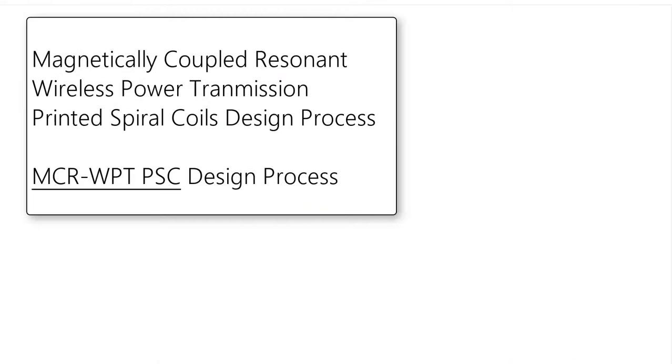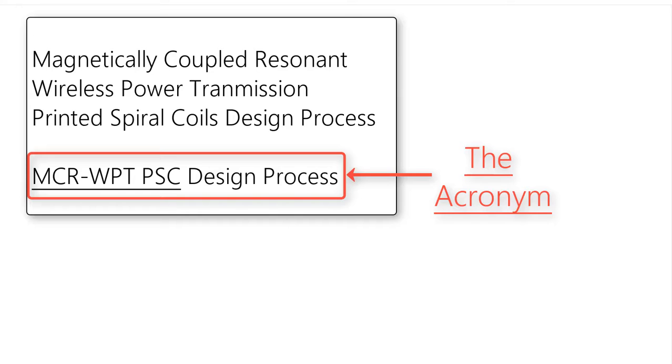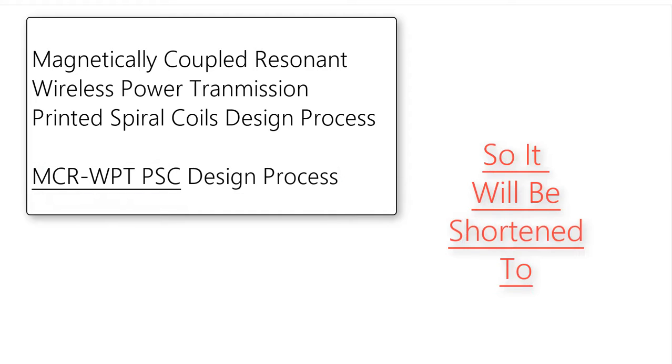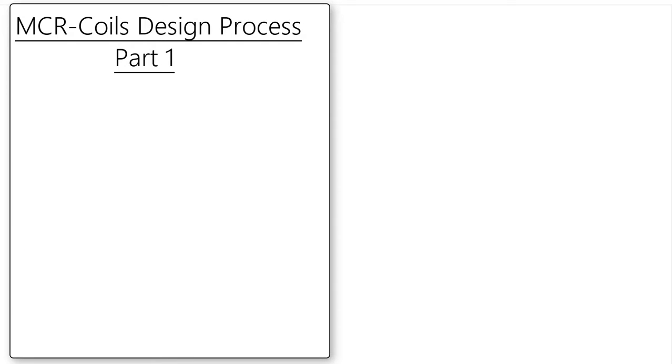of the magnetically coupled resonant wireless power transmission printed spiral coil design process used in the design of our coils for cell phones. Before we continue, I must confess, that name is just way too long. Even the acronym MCR-WPT PSC design process is too much of a mouthful to say. So moving forward, we will shorten it to the MCR coil design process for the rest of this video. Alright, with that out of the way, we will continue the video.